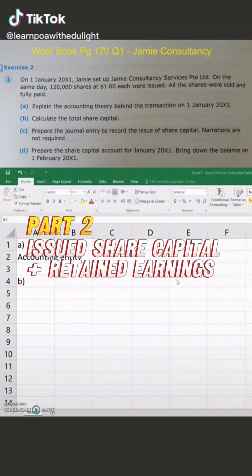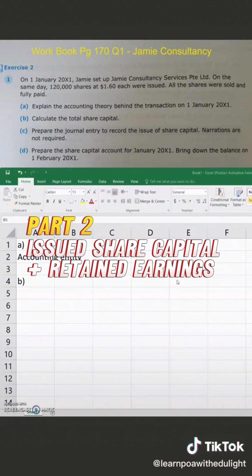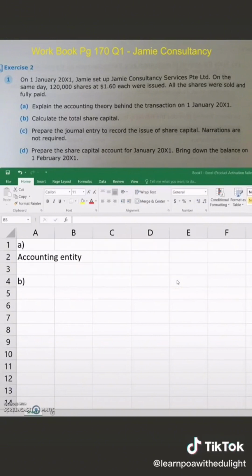Okay guys, so this is part 2 of the issue share capital and retained earnings account video. Now, I'll be going through workbook page 170. Jamie Consultancy Services Private Limited.